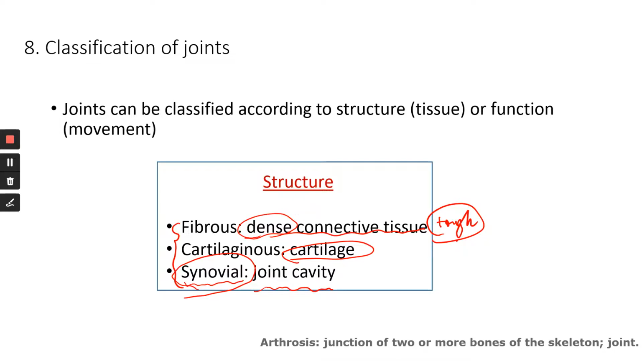Okay. Over here is really just an introduction of terms. Arthrosis, junction of 2 or more bones of the skeleton. So basically, arthrosis just means joint. So a lot of times you will hear the word articulate. Okay, so articulate really just means that 2 or more bones join together to form a joint.